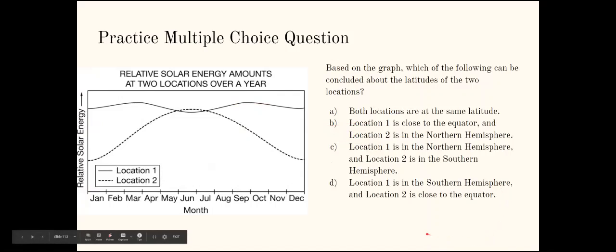And finally, based on the graph, which of the following can be concluded about the latitudes of the two locations? Take a look at how much solar radiation location 1 and location 2 get throughout the year. And tell me, what can you assume about these locations? This one might have been a little bit tricky. Hopefully you were able to get that.